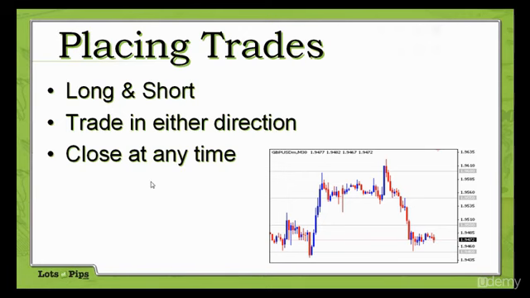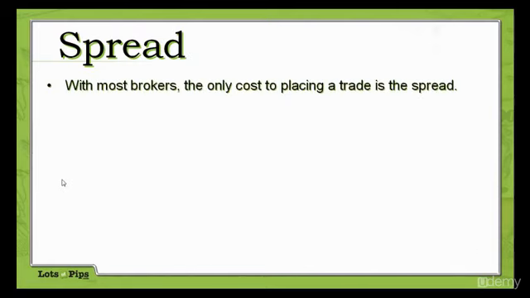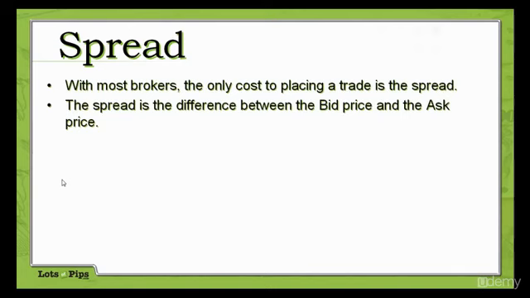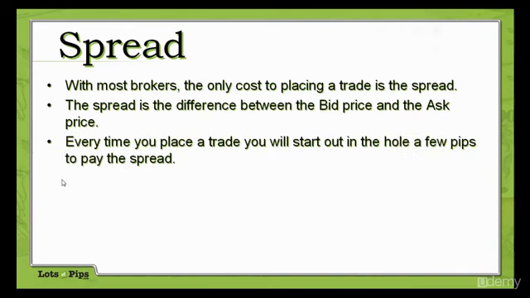Now, another thing we have to pay attention to when placing a trade is the spread. With most brokers, the only cost of placing a trade is the spread. The spread is the difference between the bid and the ask price on your pair. Each pair has a bid and ask price, and the spread is the difference. Every time you place a trade, you'll start out in the hole a few pips just to pay the spread. The spread varies from pair to pair. Each pair has a different spread.